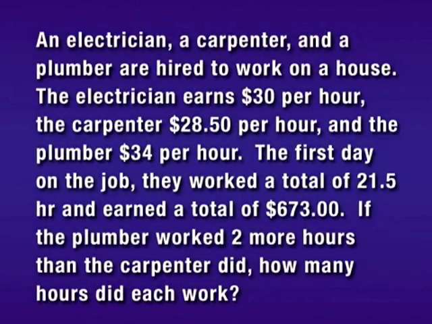An electrician, a carpenter, and a plumber are hired to work on a house. The electrician earns $30 per hour, the carpenter $28.50 per hour, and the plumber $34 per hour. The first day on the job, they worked a total of 21.5 hours and earned a total of $673. If the plumber worked 2 more hours than the carpenter did, how many hours did each work?